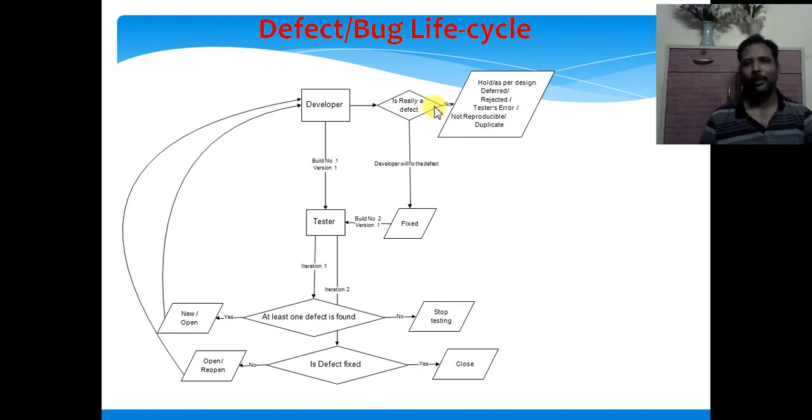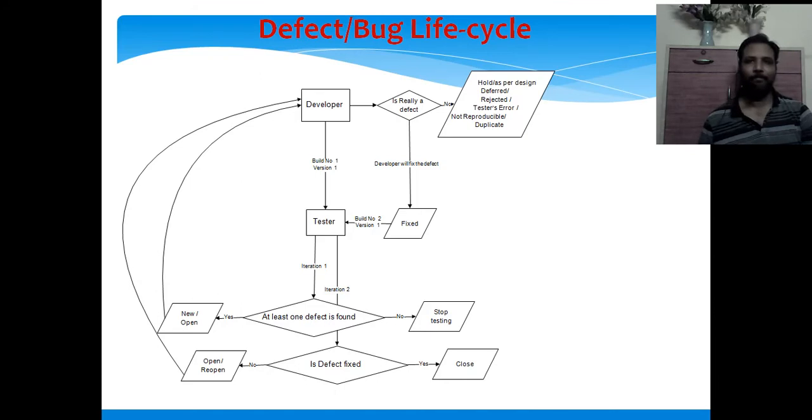Then the tester's error. Tester's error is another status. Suppose the developer thinks that it is not a defect, and that it is due to a tester's error. It means the tester has made the error, wrongly identifying a defect which is actually the correct functionality, but he has wrongly raised it. That's what it is.